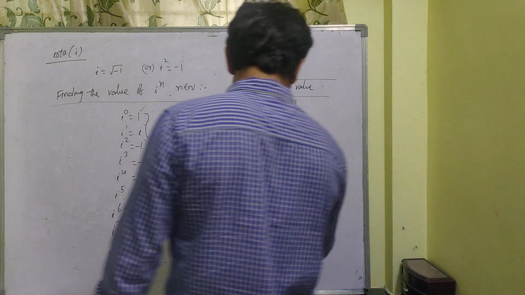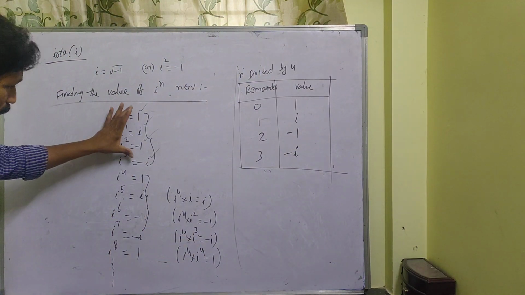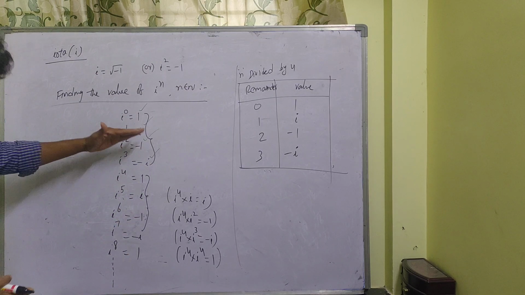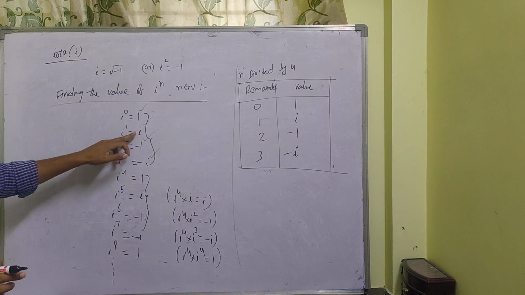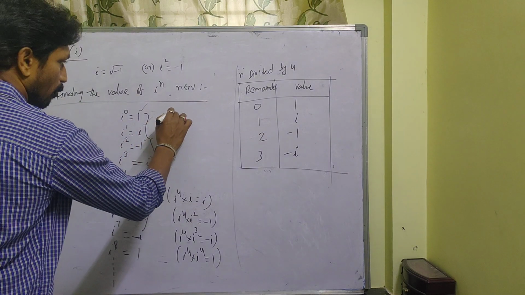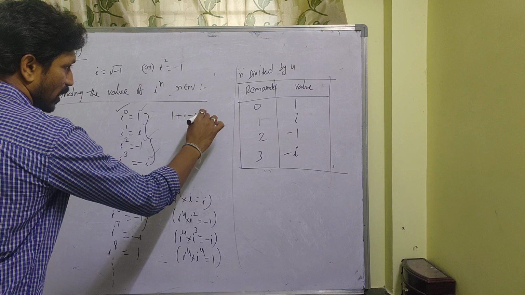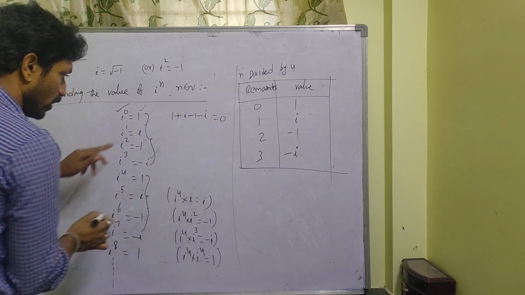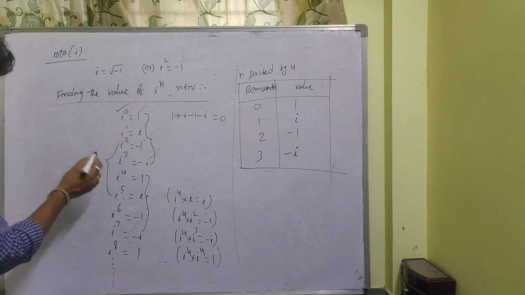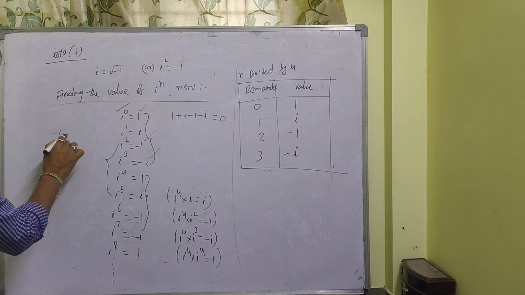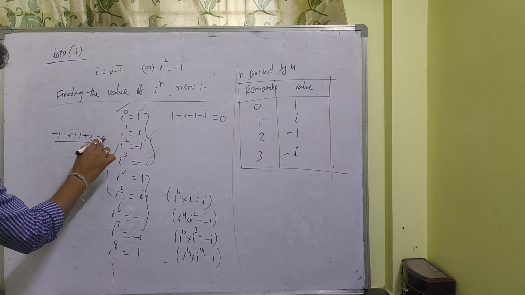And you observe one more thing, very important. The sum of any 4 consecutive numbers you take, you can start anywhere, no problem. Here we can observe: 1 plus i plus minus 1 minus i. Sum of any 4. If you start from here, 1 plus i minus 1 minus i, 1 minus 1, i minus i cancel. Otherwise, if you start from i square, no problem, any 4 numbers: i square is minus 1, i cube is minus i, i power 4 is 1, i power 5 is i. So this value is also 0.